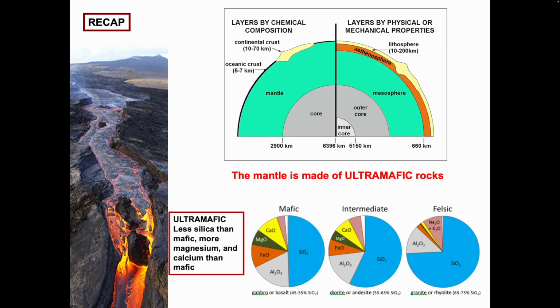Just to recap, remember that the interior of the Earth is made of a few different layers, which can be defined either by their chemical composition or by their physical or mechanical properties. The mantle is made up of ultramafic rocks. That is rocks that are comparatively low in silica, less than 50%, less silica than mafic rocks, that is, more magnesium, more calcium, and more iron than mafic rocks have. The general composition of igneous rocks goes ultramafic with the least silica, mafic, intermediate, and felsic with the most silica.